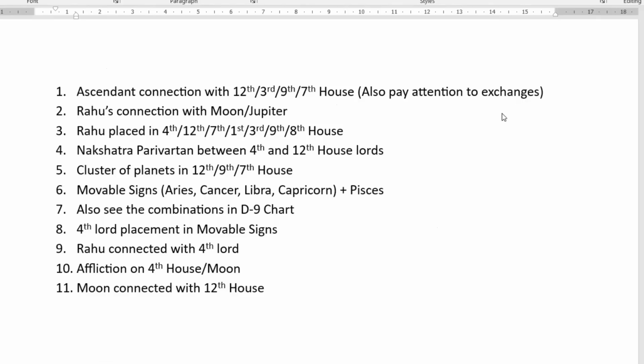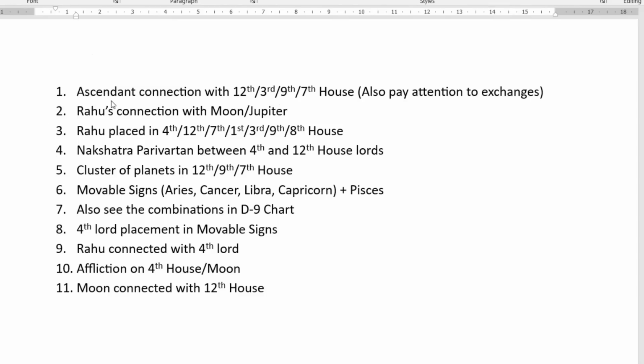And also pay close attention to the exchanges, the parivartan, that are happening between these particular houses. So there can be a possibility that the 1st and the 12th are in an exchange, 1st and 9th is an exchange, 1st and 7th, and 1st and 3rd lords are in exchanges. So those things also support any kind of foreign travel, foreign movement.